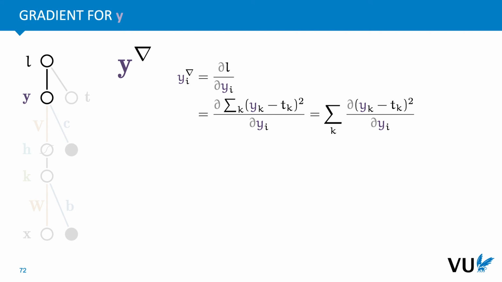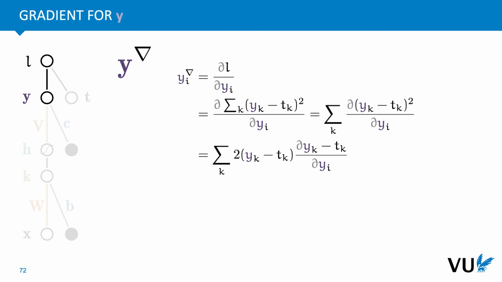We can work the sum out of the gradient. So we now have the derivative of something to the power of 2. We can apply the chain rule to work that into 2 separate gradients. The first reduces to 2 times yk minus tk times the derivative of yk minus dk.